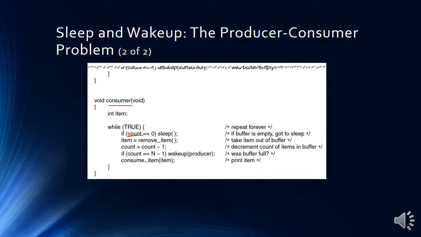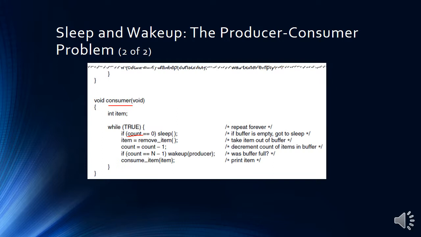The consumer's code is similar. First, test count to see if it is 0. If it is, go to sleep. If it is not 0, remove an item and decrement count. Each of the processes also tests to see if the other should be awakened, and if so, wakes it up. The code for both producer and consumer are already posted in these slides. Okay.